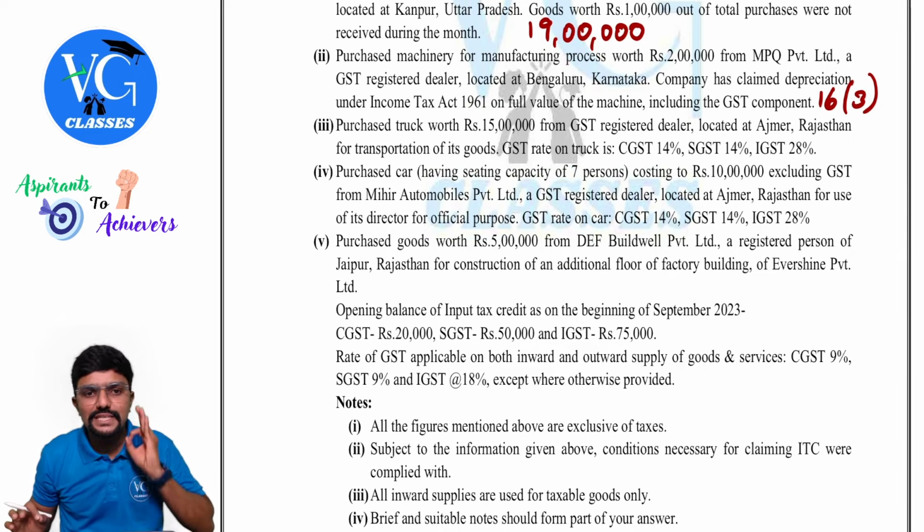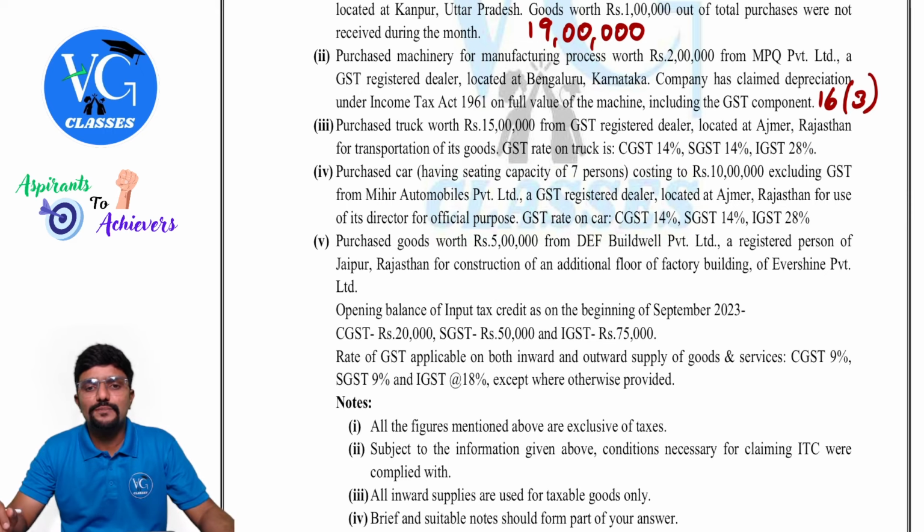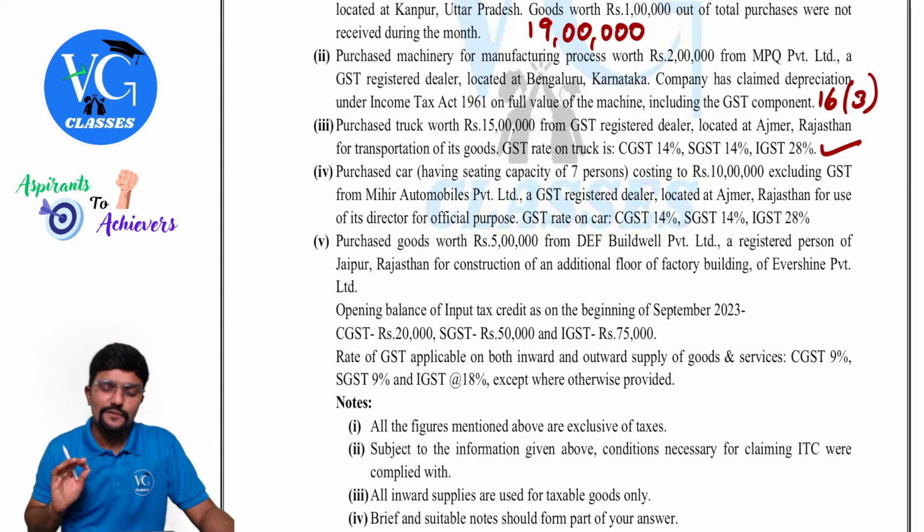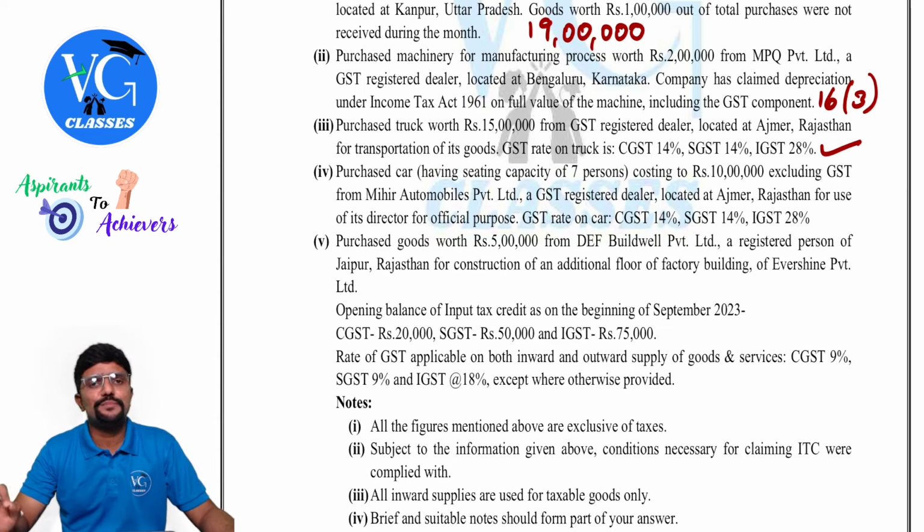Next, purchased a truck worth 15 lakh from GST registered dealer located at Ajmer, Rajasthan for transportation of goods. GST rate on truck is CGST 14, SGST 14 or IGST 28. It is an intrastate supply. So CGST, SGST would be levied. Sir, can we claim the credit? Yes, credit is allowed. For truck, which is used for the transportation of goods, credit is available, guys.